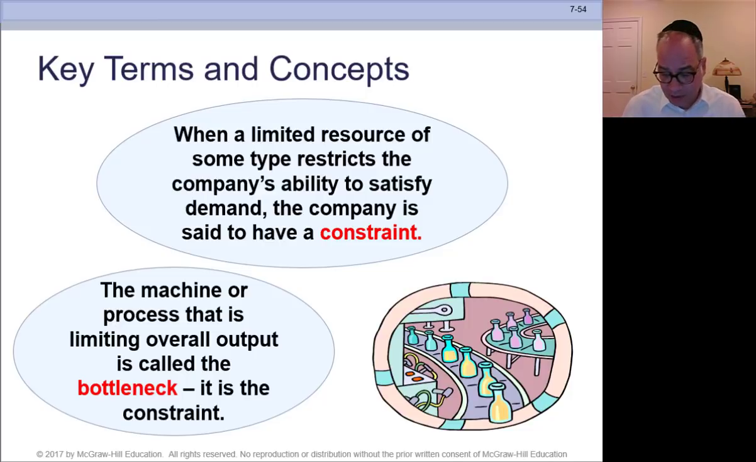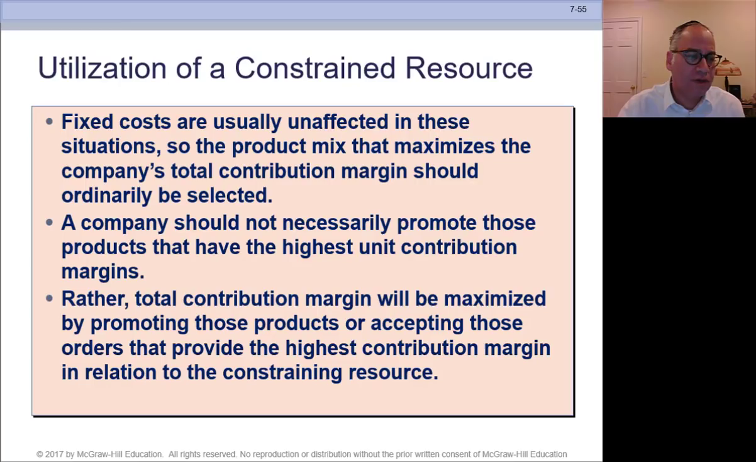So again, you can think of the assembly line, and there's one machine in the assembly line that goes a little slower than all the other machines. And what you want to do is keep that machine very, very busy and squeeze as much contribution margin as you can out of that machine. And that's going to be our goal. So in these situations, fixed costs are usually not affected, and you're going to look for a product mix, being how much of each of the different products you make, that's going to maximize the amount of contribution margin that you're earning.